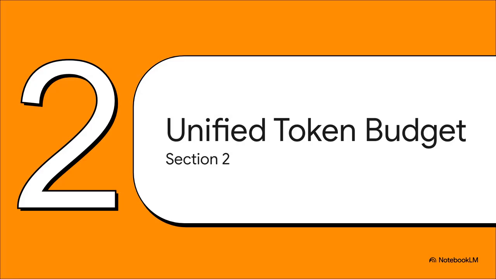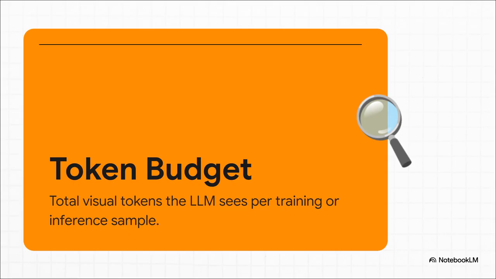Which brings us to Section 2, the unified token budget. This is the magic key that actually solves the puzzle. It's a deceptively simple hard limit that forces the model to be incredibly smart about how it processes visual info. It's called the token budget. Essentially, it's the total number of visual tokens the LLM is allowed to see per sample.